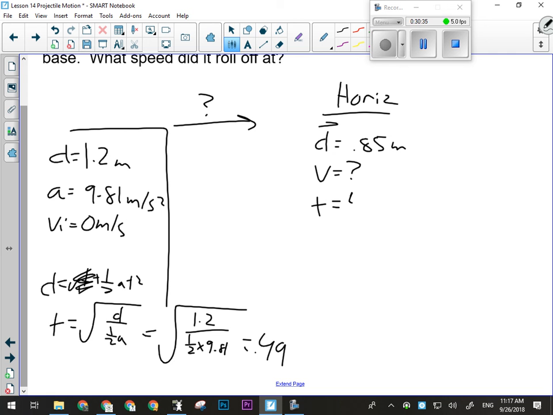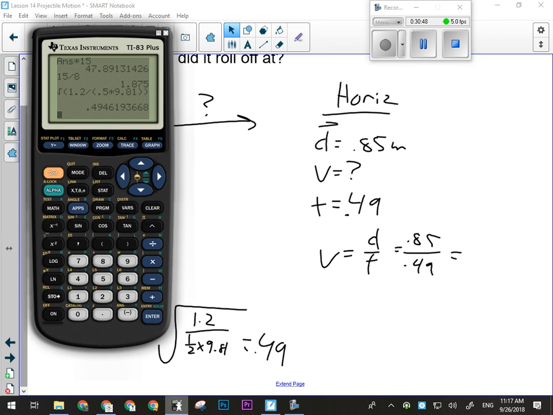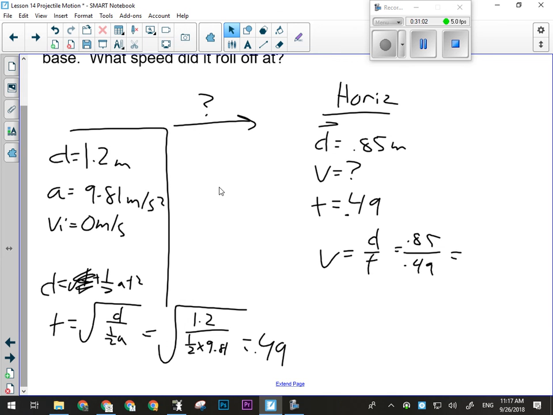Now I can bring that over here because time is the only thing that the horizontal and vertical parts share. V equals d over t. 0.85 divided by 0.49. We should be looking at about 1.7 or so. Okay, 1.72. I think we only have two significant figures, so 1.7 meters per second is the speed it rolls off the table at.